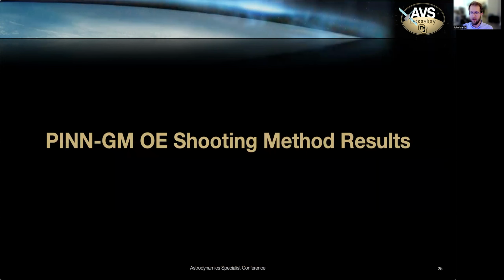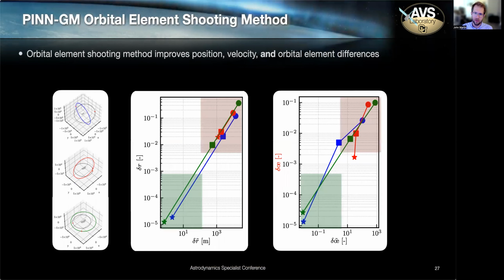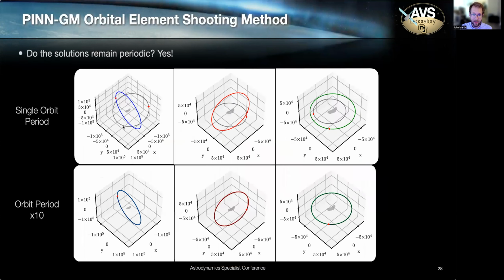So let's go for a spin. If we try the orbit element shooting method on the same initial conditions, we see that over a single period they seem to find some solutions. But what's really exciting about these solutions is that they are converging in periodicity both in Cartesian space and in orbit element space. So if we end up propagating these orbits for 10 times the initial orbital period, we find that they remain much more stable and consistent with the initial solution than their Cartesian predecessors.